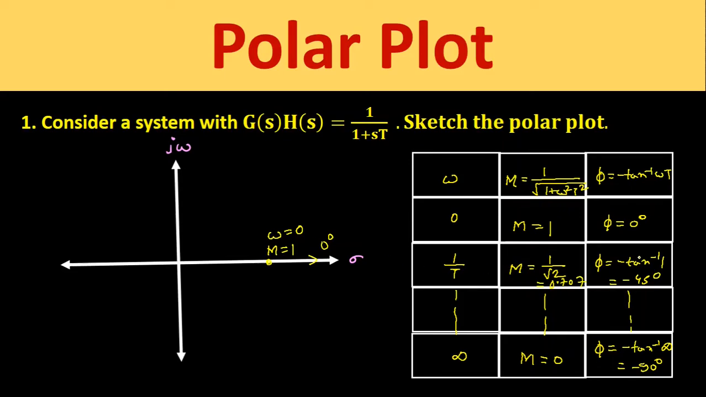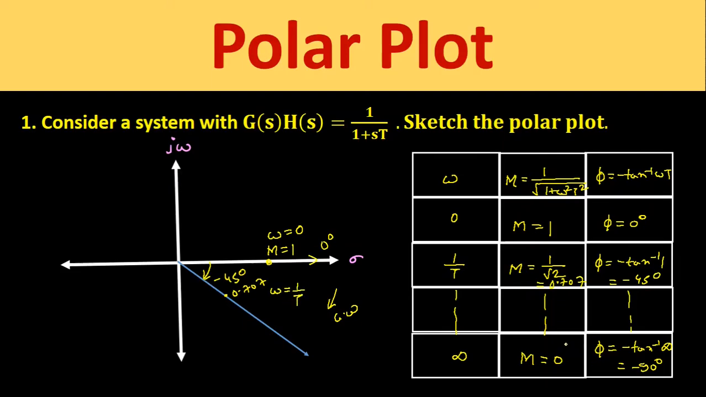Now we will take the angle of minus 45 degree. So somewhere here we have minus of 45 degree when we measure from the positive real axis in the clockwise direction. We have this angle minus 45 degree. Okay. So in this angle line we will measure the magnitude of 0.707. So 0.707 will be somewhere here, which corresponds to the value of omega is equal to 1 by T.